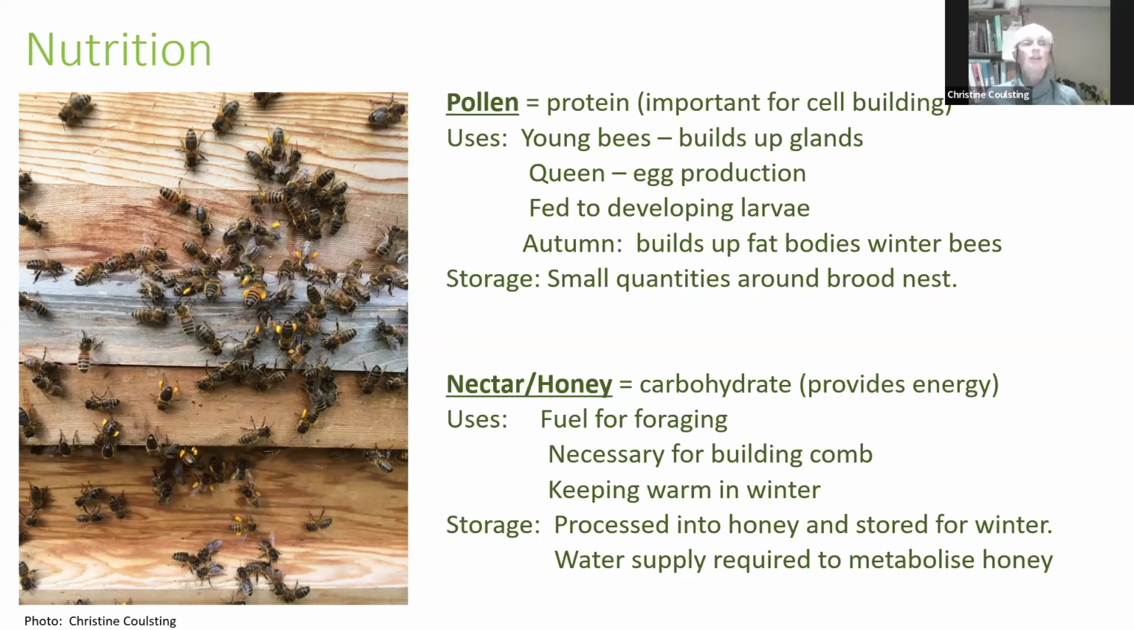Nectar, honey, is the other main part of nutrition, and that provides carbohydrates, so that's their energy supply. And they use it as fuel for foraging. It's very important for building the comb once those wax glands are built up, and keeping warm in winter. It tends to be processed into honey and stored for winter, but they do need some water to metabolize the honey. I'll go on to that later.